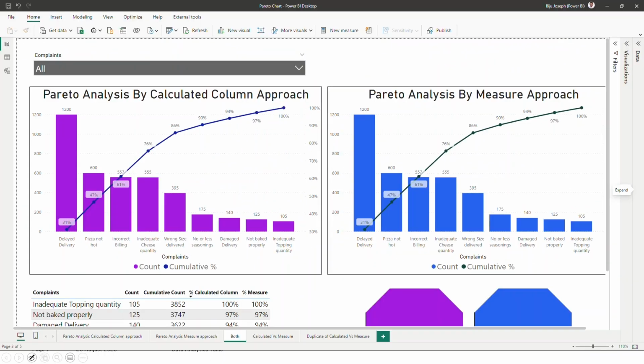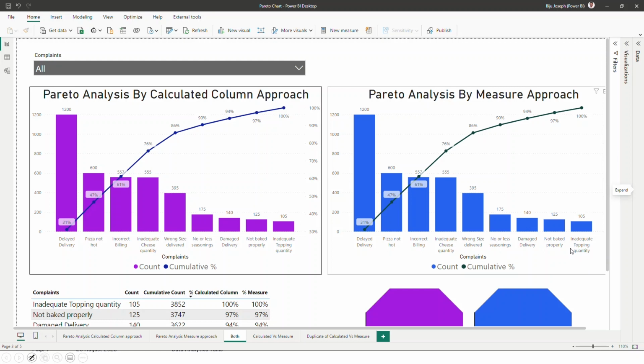Yes, we can solve our problem using both approaches. Either you can use the calculated column approach or measure approach. Both solutions look exactly the same as you see on the screen. The first graph is derived out of the calculated column approach and the second graph is derived out of the measure approach. If you evaluate, you have the top share for delayed delivery and the least share has inadequate topping quantity.